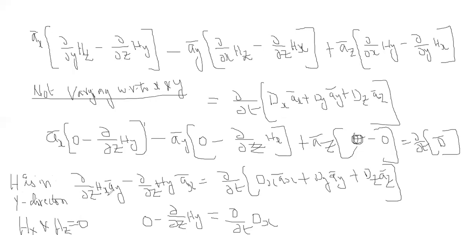So I substitute Hx here as 0, and ∂/∂z, it varies with respect to z, and Hy is not equal to 0. So minus ∂Hy/∂z is equal to ∂Dx/∂t. Okay. I am changing that D in terms of E: ∂Dx/∂t is epsilon into ∂Ex/∂t.